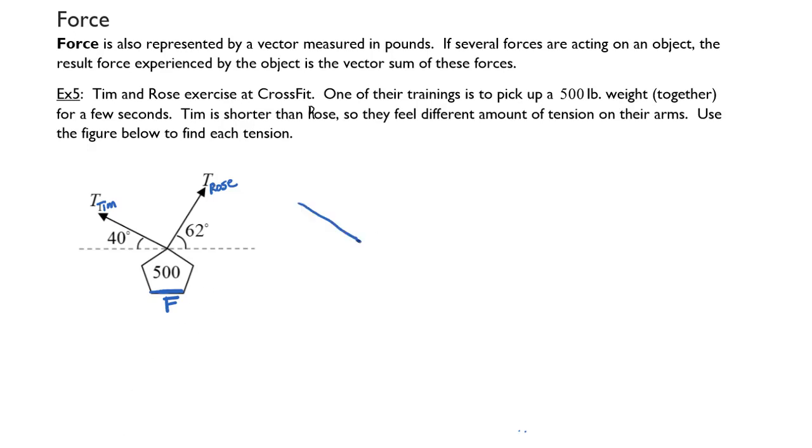Now I'm going to draw something called a free body diagram where Tim has an angle of 40 degrees for his tension, but if you measure it off standard position, it's actually 140 degrees. The tension for Rose is at 62 degrees. And we have 500 pounds downward.